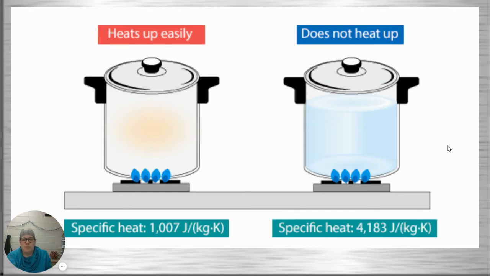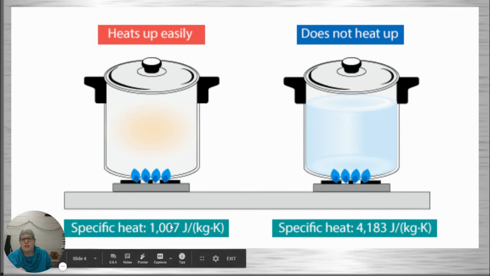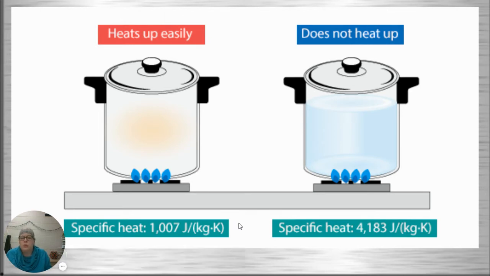So this is a good example I like to think of. We have a pot and we have some water. Let's say you're making some mac and cheese and you heat up the pot. So this specific heat here is in joules per kilogram per Kelvin, but basically it's 1 kilojoule per kilogram per Kelvin. That's the same as 1 joule per gram degree Celsius.